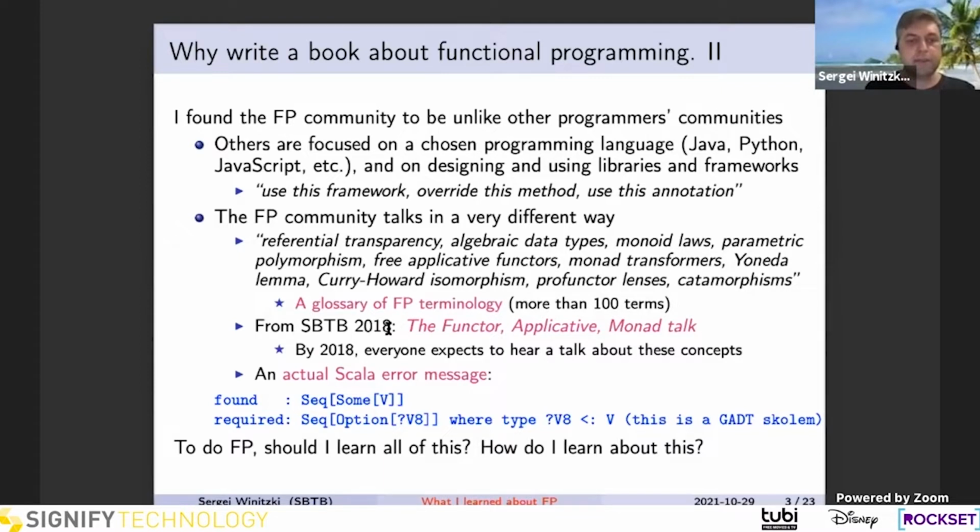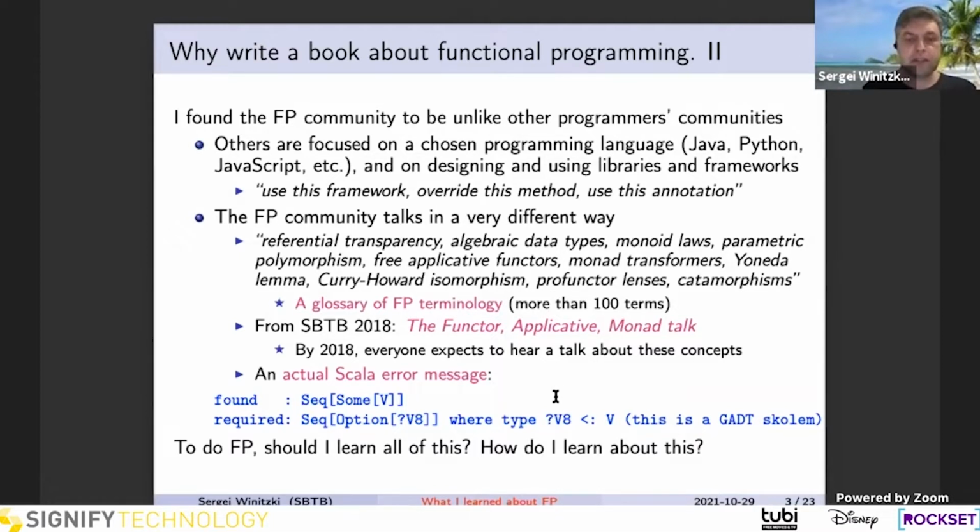From the Scale by the Bay conference in 2018, one of the talks was called the functor replicative monad talk. Note this title. It means everyone expects to hear these concepts mentioned. And so this is a standard and accepted part of the functional programming community that you talk about those things. Here's an example of an actual Scala error message: found one thing and required something else, where this type, blah, blah, blah, is a GADTs column. Now, this is quite interesting.